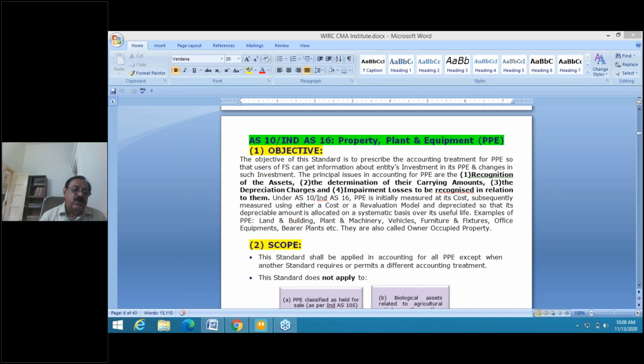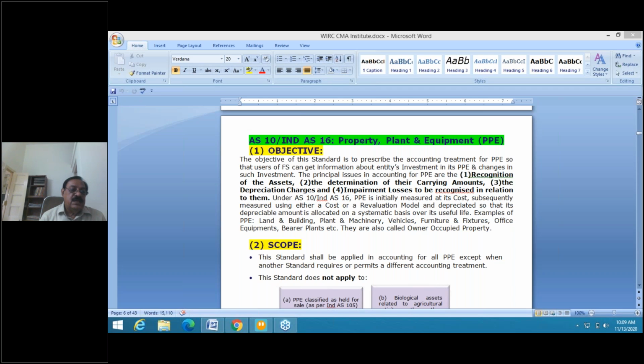Subsequently, at the reporting date, that is the balance sheet date, you are allowed to either follow the cost model or a revaluation model. But whatever model you have selected should be consistently used over the years. We'll discuss this cost and revaluation model later on in this part. And then also how they are depreciated, so that its depreciable amount is allocated on a systematic basis over its useful life.